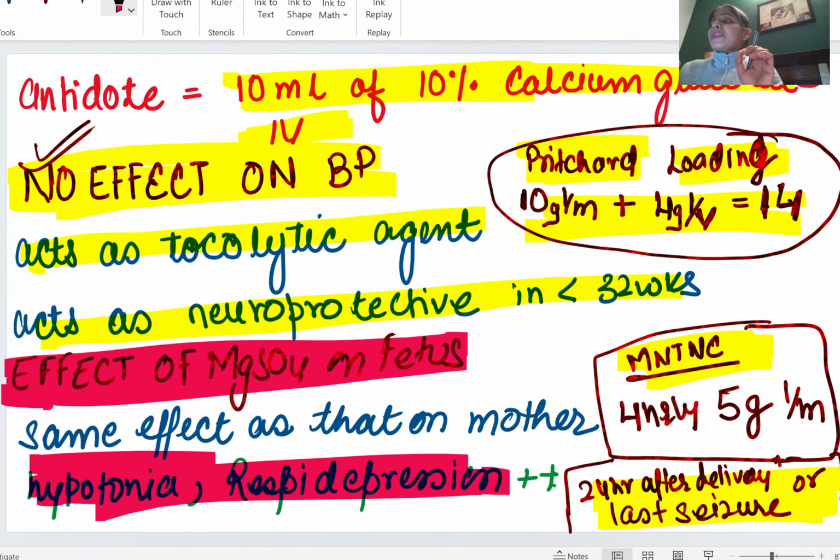What is the effect of the magnesium sulfate Pritchard regimen on the fetus? In the last exam they gave the option that it stimulates the respiratory system of the fetus. No, it does not stimulate the respiratory system of the fetus. It causes respiratory depression. It causes hypotonia. To whichever mother we have given magnesium sulfate, the baby stays in the nursery for 2 to 3 days. Right? Is it okay?